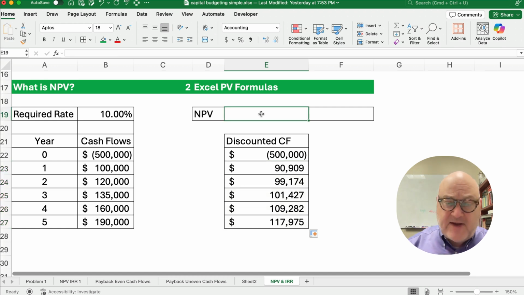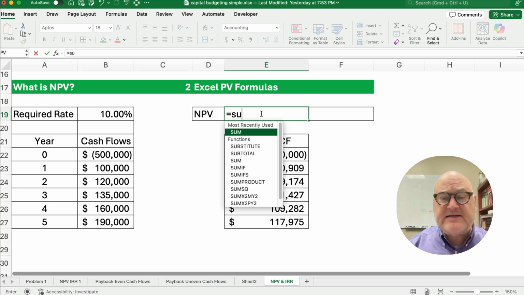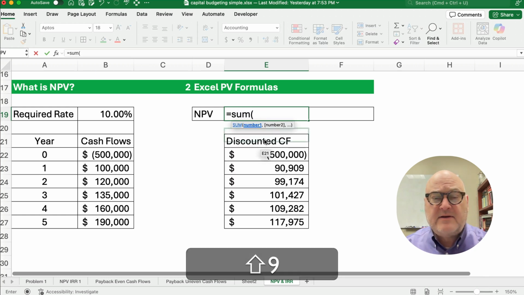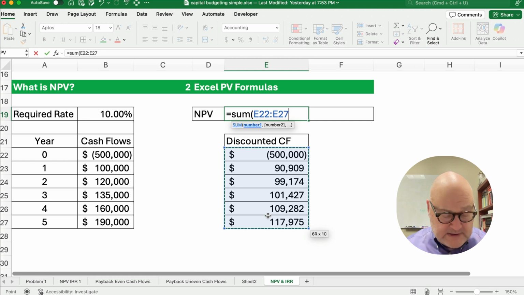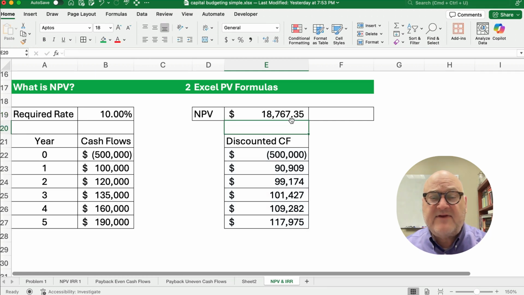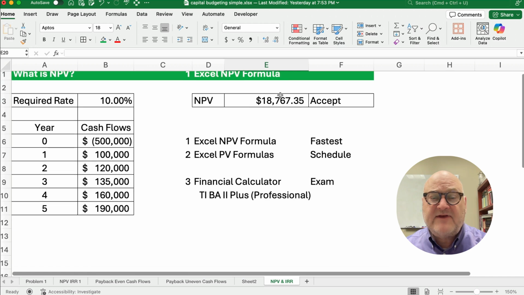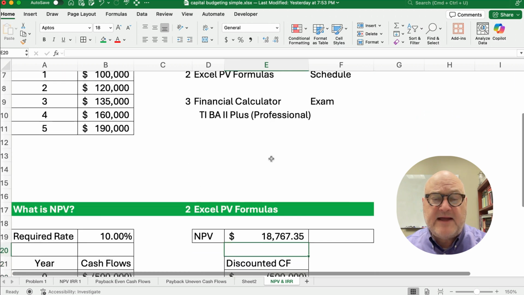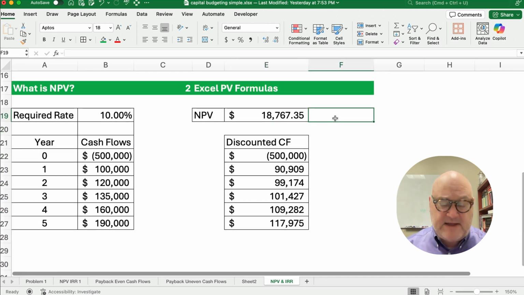But the net present value now is an easy calculation. I just need the sum of this column here. The sum is going to be $18,767.35. It's the same net present value, the same NPV, and of course we would accept.